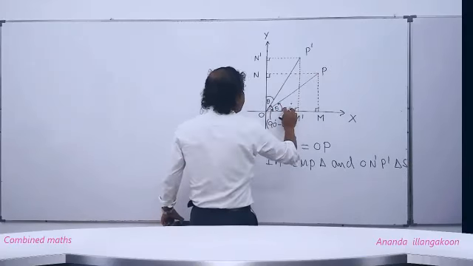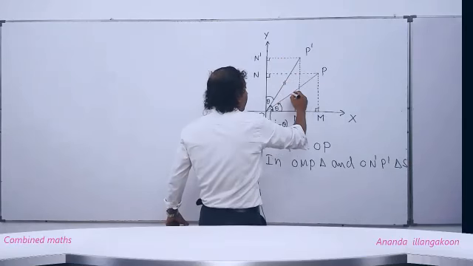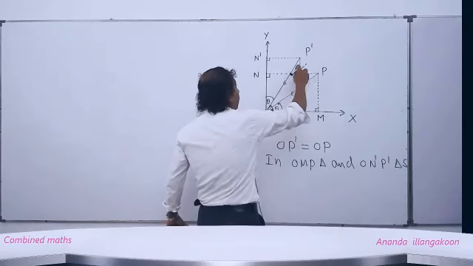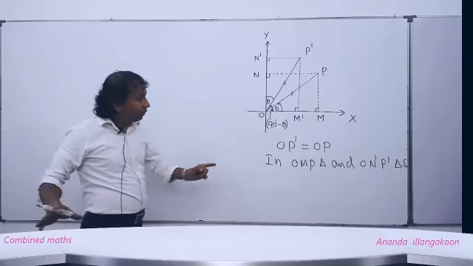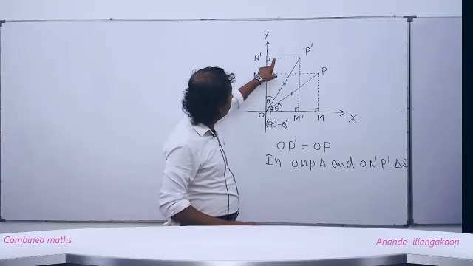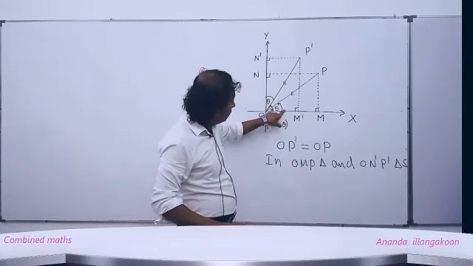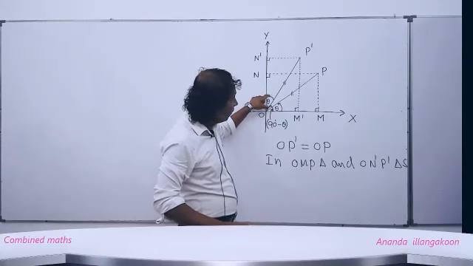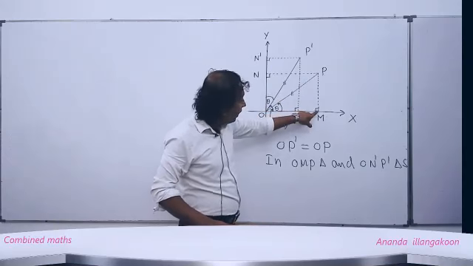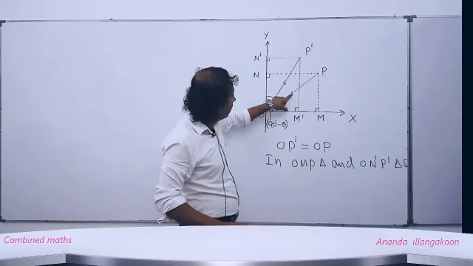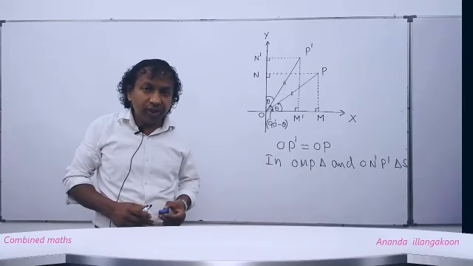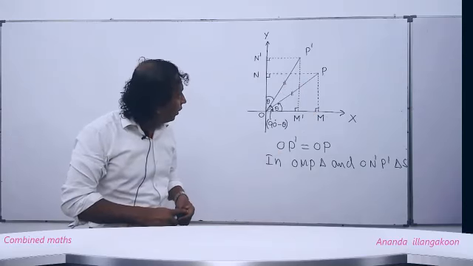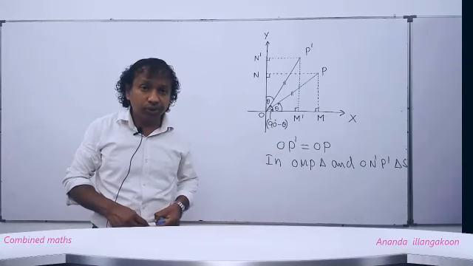In these two triangles, people, these two triangles are congruent triangles. The reason is OP and OP dash are equal, and this angle in this triangle is equal to this angle in this triangle. This angle in this triangle is equal to this angle in this triangle. What is the reason? Two angles and the corresponding side. The two triangles OMP and O dash P dash are congruent by the case of two angles and corresponding side.